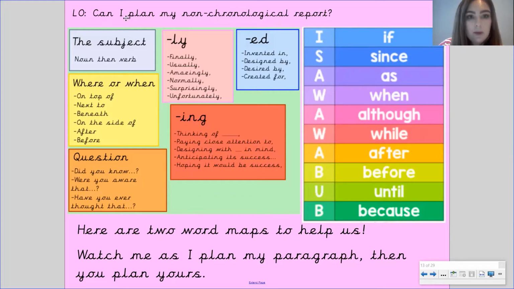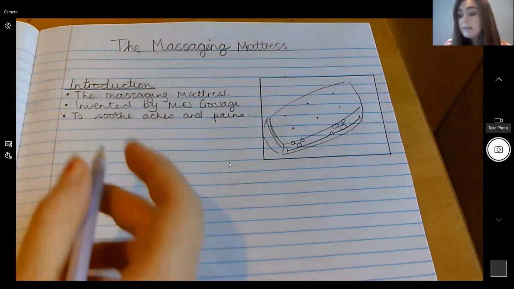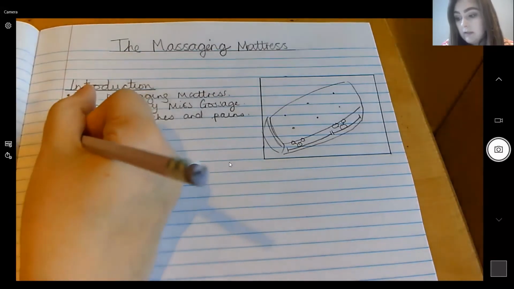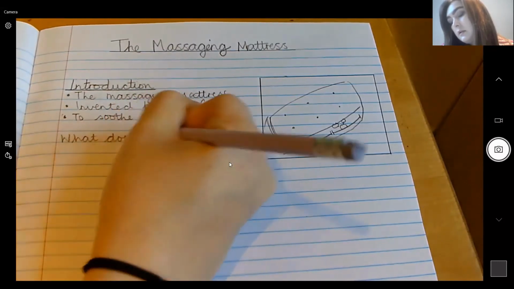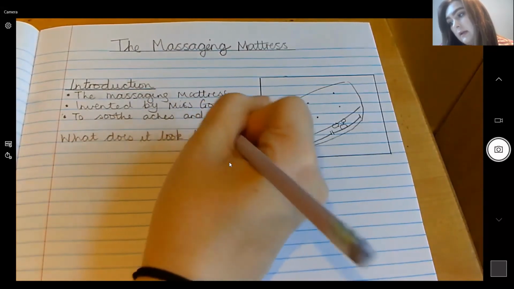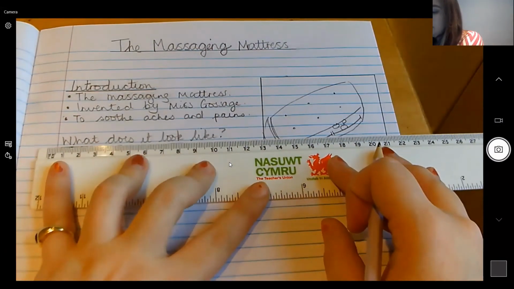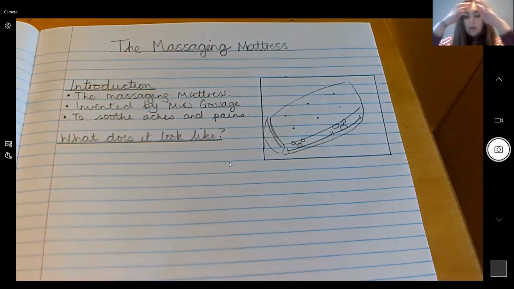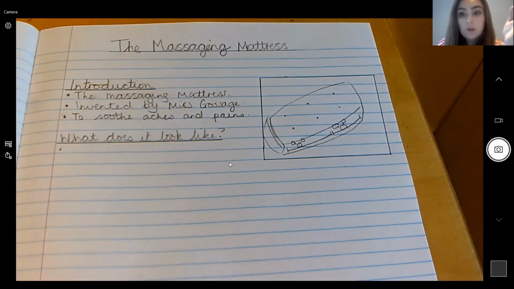Okay, so let's share my book with you again. So the first thing I need to include is the what does it look like subheading. So because this is a new paragraph, I'm going to leave a line and then write on the next line. So our subheading is what does it look like? And this is a question, so you need to make sure you've got a question mark at the end and then underline it because it is a subheading, and subheadings and headings should stand out. Okay, so I'm going to start off with what subordinate clause I could use.